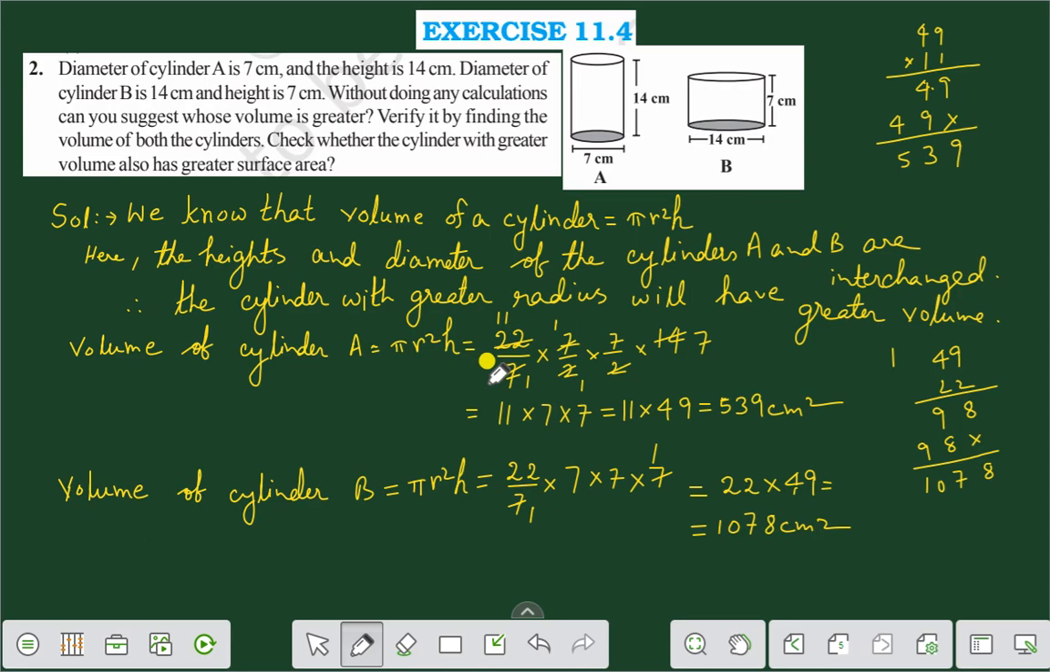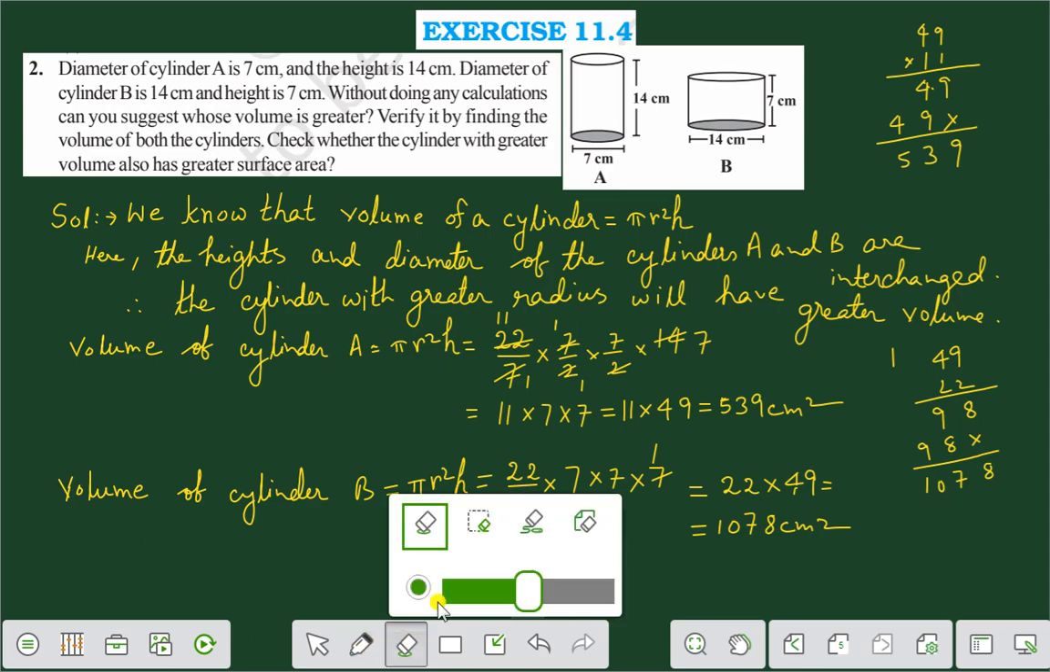Check whether the cylinder with greater volume also has greater surface area. We find that the volume of cylinder A is 539 centimeter square, and volume of cylinder B is 1078 centimeter square. Now we will find the surface area of cylinder A and B.